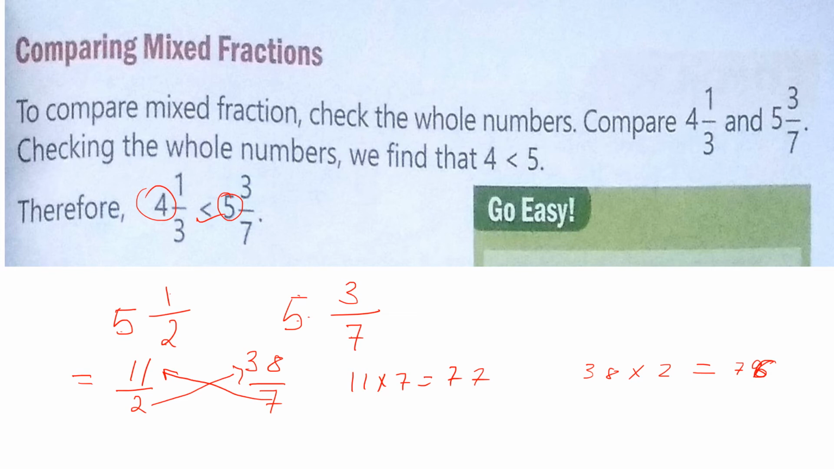Now which one is bigger? This 77 is bigger. That means this fraction is bigger, because we got 11 by 2 from this fraction, 5 whole 1 by 2. So that means 11 by 2 is greater. So 5 whole 1 by 2 is greater. Got it?